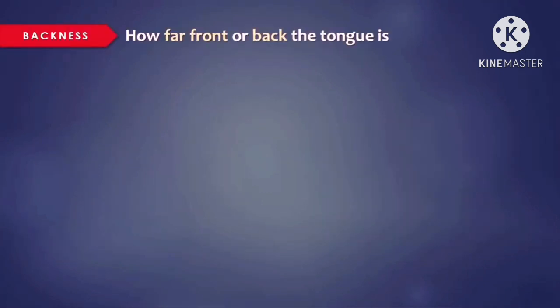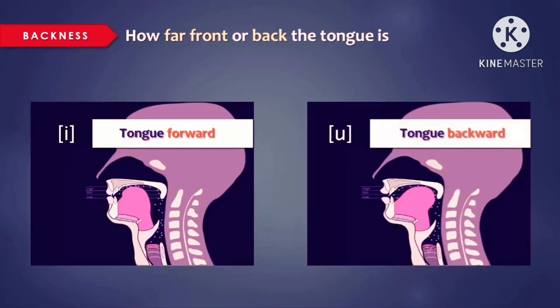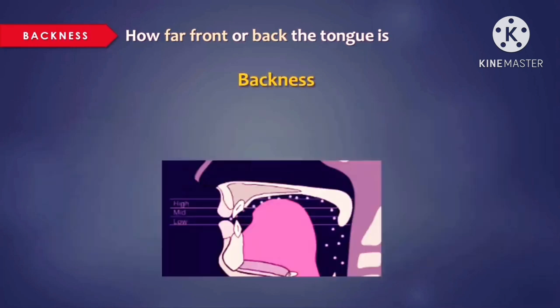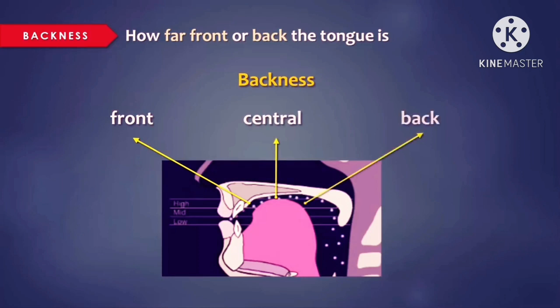Backness refers to how far front or back the tongue is when producing a vowel. Consider the vowels E and U. You can feel that the tongue is moving forward or backward. In terms of backness, vowels are divided into front, central, back. Remember that E is a high vowel, but it's also a front vowel. And U is a back vowel.